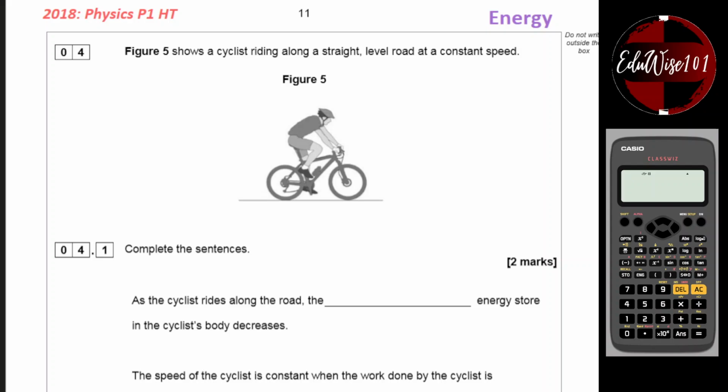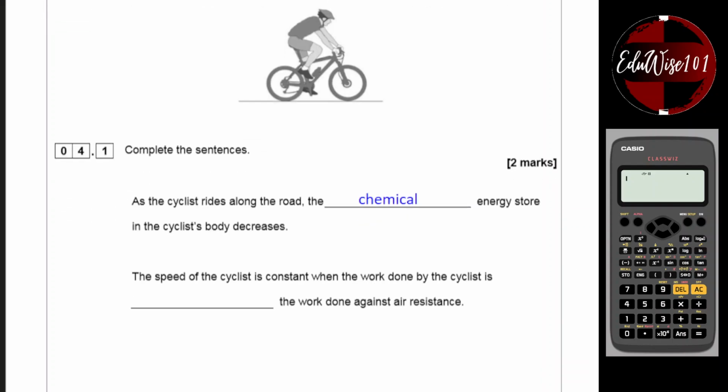Complete the sentences. As the cyclist rides along the road, the energy store in the cyclist's body decreases. Now that would be chemical energy. The speed of the cyclist is constant when the work done by the cyclist is equal to the work done against air resistance.